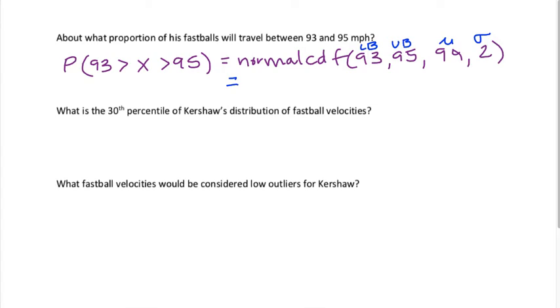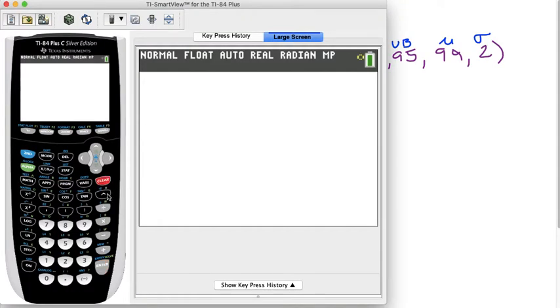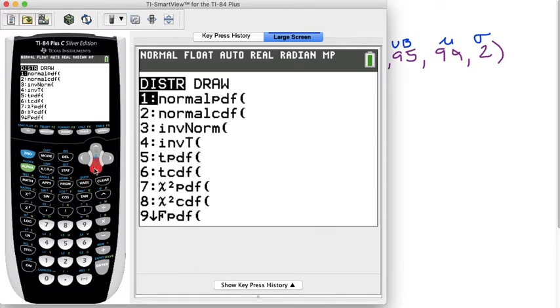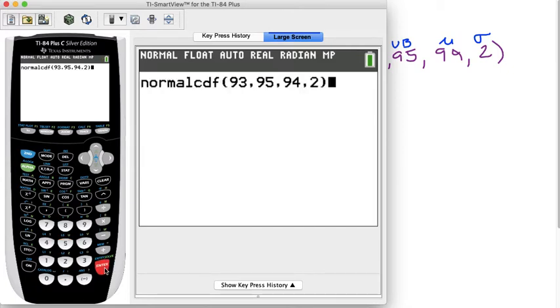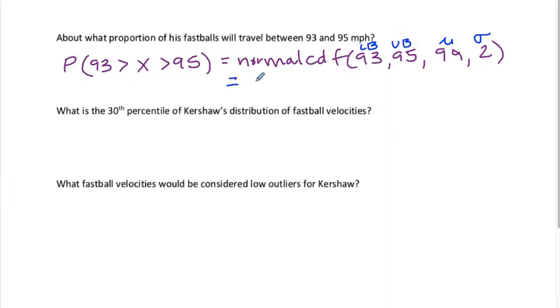To our calculator. In our distribution menu, we'll choose option 2 again, now going from 93 to 95, still with the same standard deviation and mean, and when we calculate it, now we have 38.3 here.